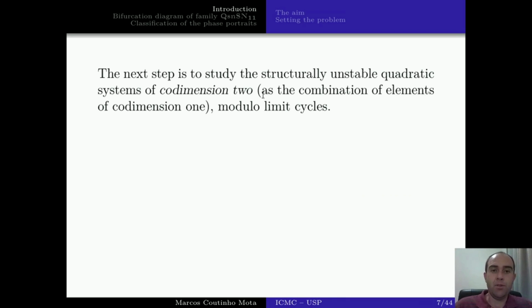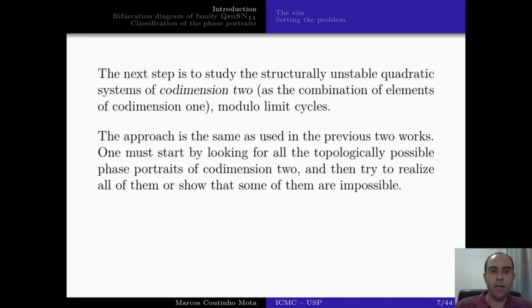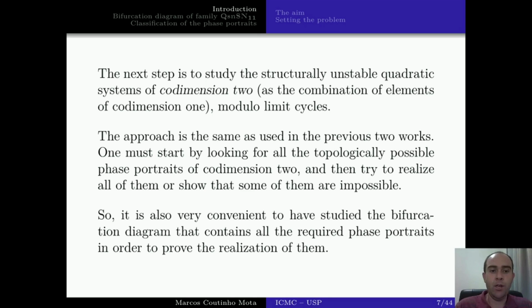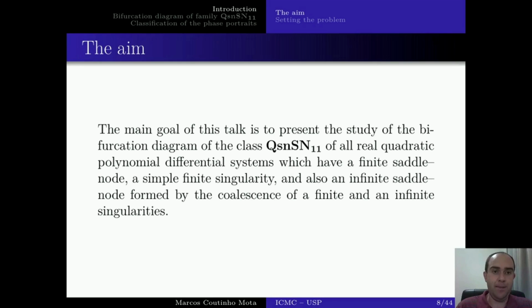The next step is to study the structurally unstable quadratic systems of codimension 2 as the combination of elements of codimension 1, modulo limit cycles. The approach is the same as used in the previous two works. One must start by looking for all the topologically possible phase portraits of codimension 2 and then try to realize all of them or show that some of them are impossible. So, it is also very convenient to have studied the bifurcation diagram that contains all the required phase portraits in order to prove the realization of them.